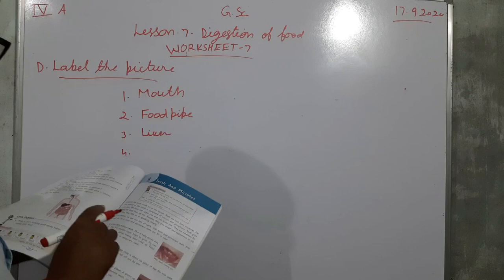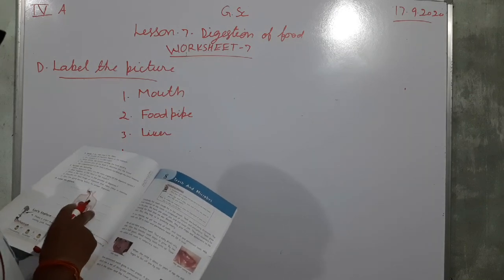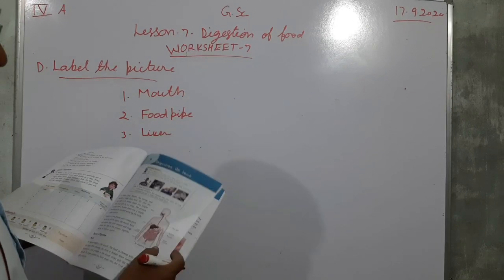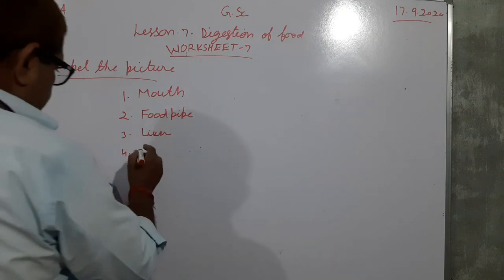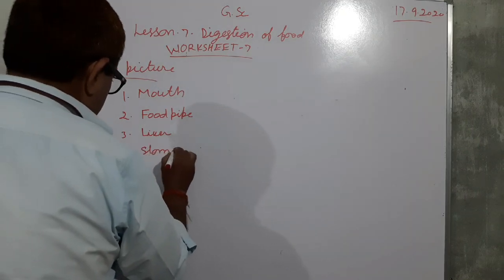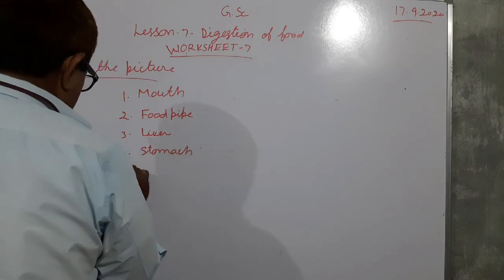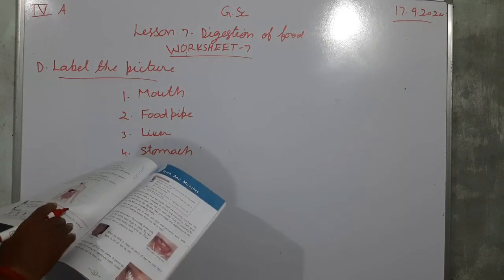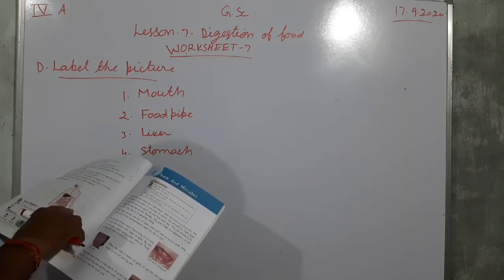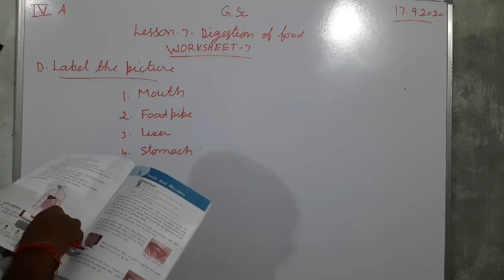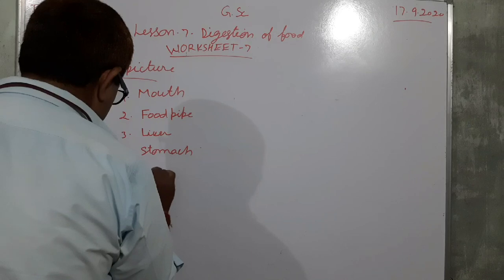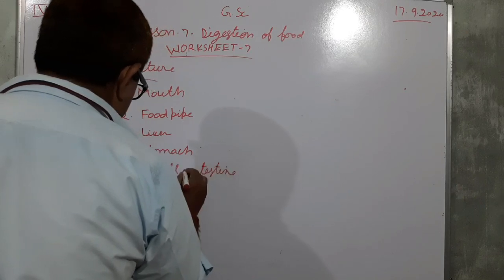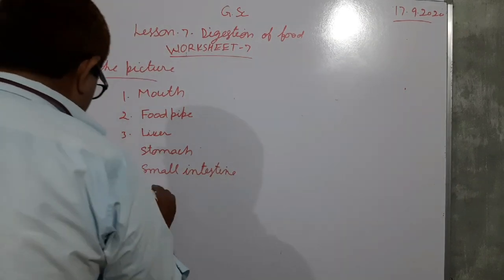And fourth, this structure. You see this diagram. This is the stomach. And fifth, you see here, this is the small intestine. And sixth, you see here, large intestine.